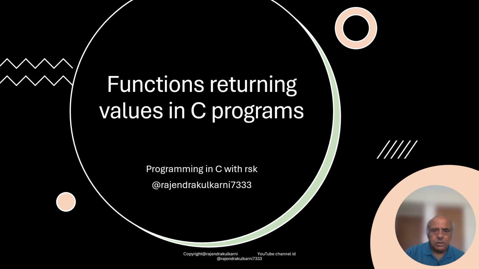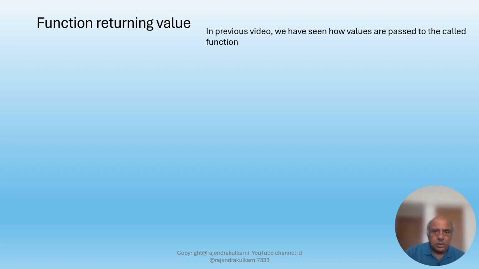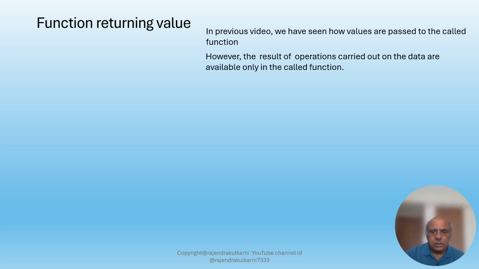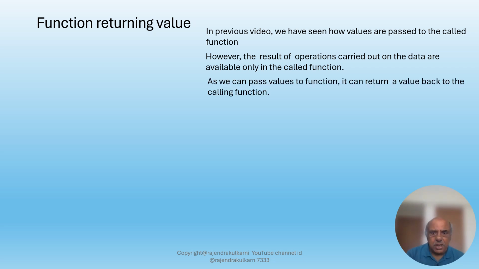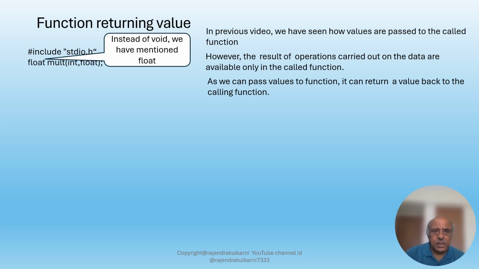In this video, we are going to see how functions can return values in C programs. In the previous video, we have seen how values are passed to the function. In that case, the result of operations carried out on the data are available only in the called function. As we can pass values to the function, it can return a value back to the calling function. How it is done, that we will see in this short program.